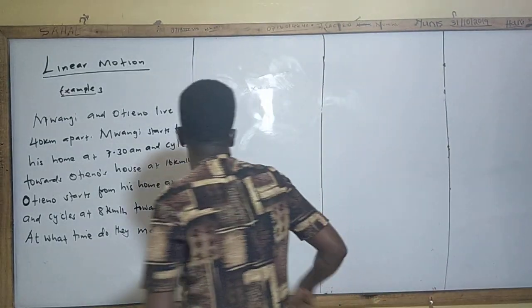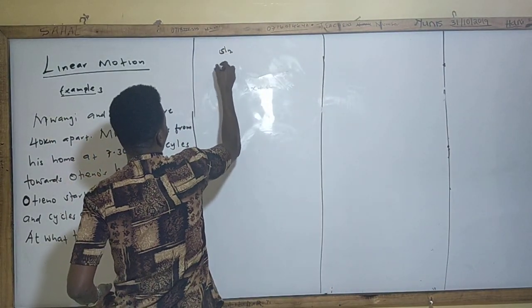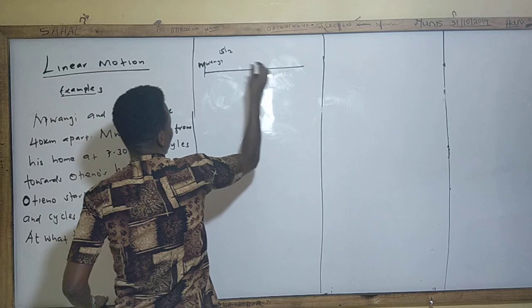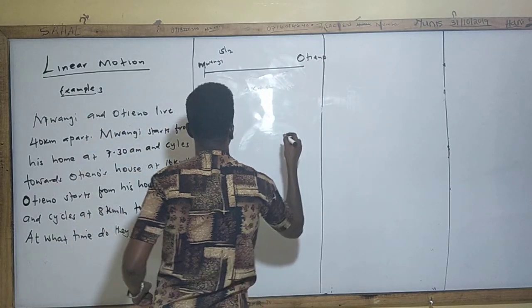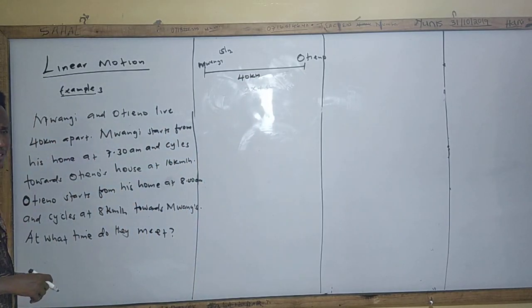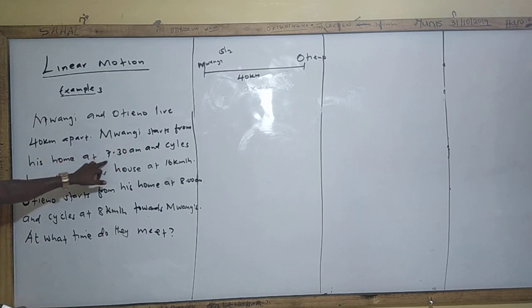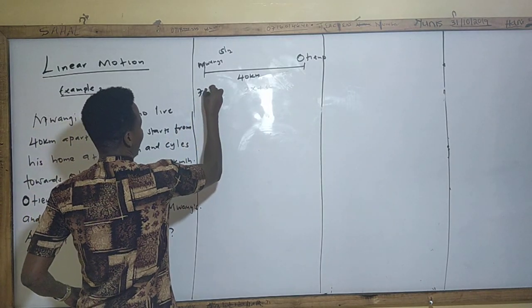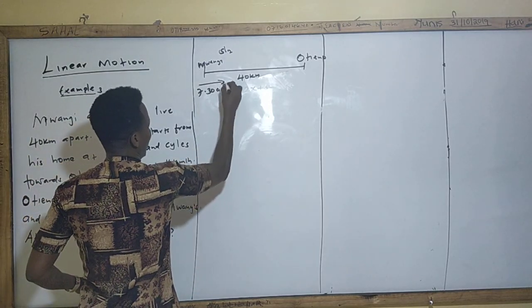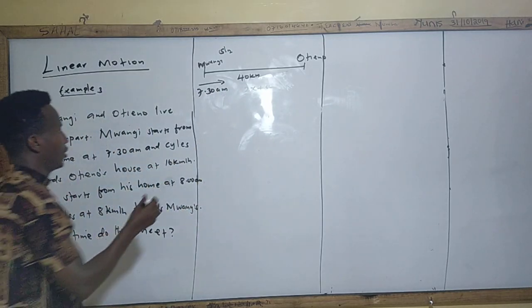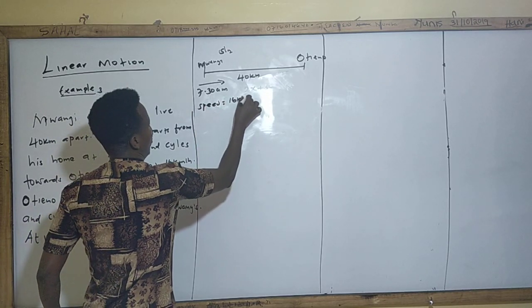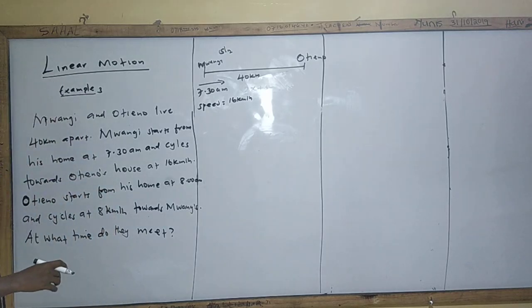So when you come to the solution, you're going to say, let this one be Mwangi, and this is Otieno. So they're living apart, and the distance between them is what? 40 kilometers. Get the information from this question. You're told Mwangi starts from his home at 7:30. So that is his departure time. And cycles towards Otieno. So the guy is moving in this direction. But he's also given a speed. His speed is 16 kilometers per hour.